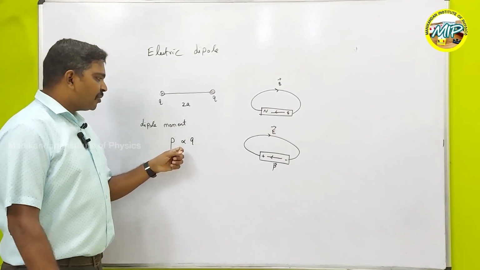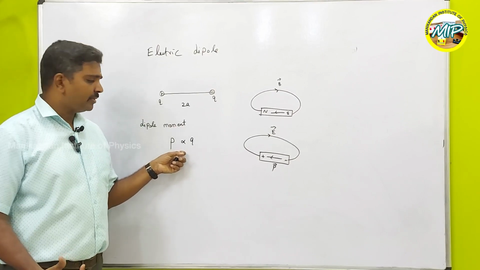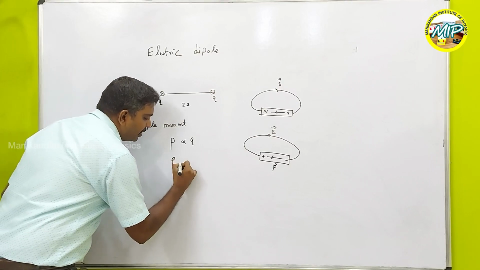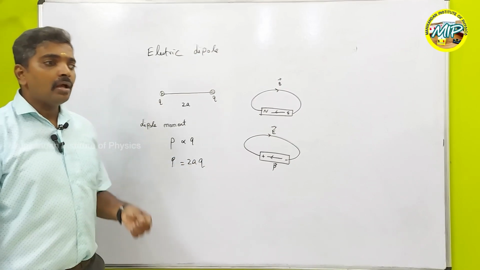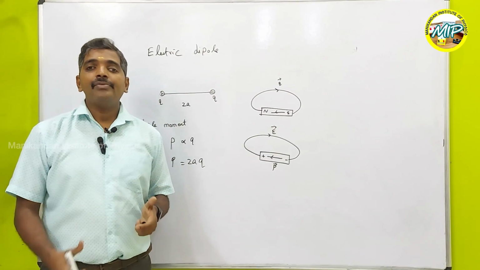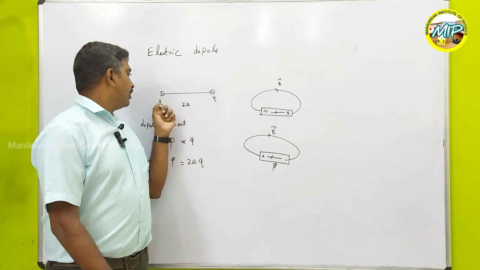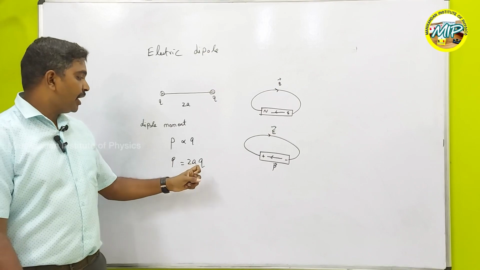If you want to replace the proportionality symbol by a constant, I am going to replace it by a constant, and it is nothing but P equals 2a times q. The constant 2a, as I already told you, tells about the nature and dimension of the system. In this case, the distance between these two charges is 2a, so P equals 2a q.